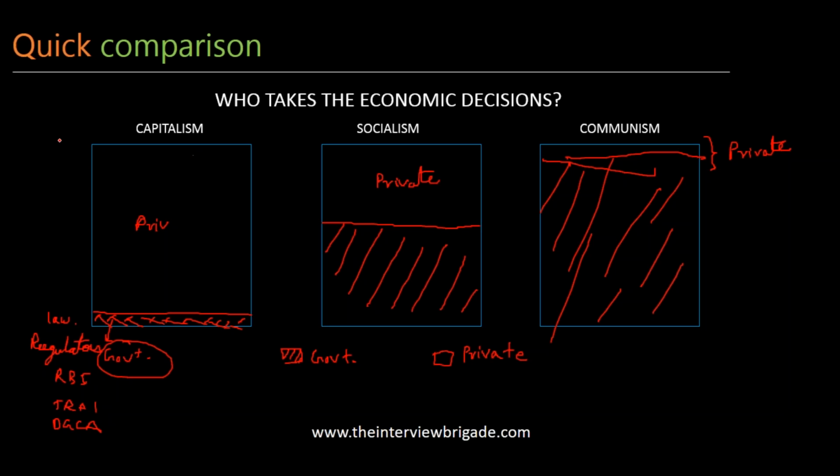So this diagram explains in a nutshell what the three systems are. And based on the roles of private parties and the government, we can define which system is what. So this was all we had for capitalism, socialism, and communism.